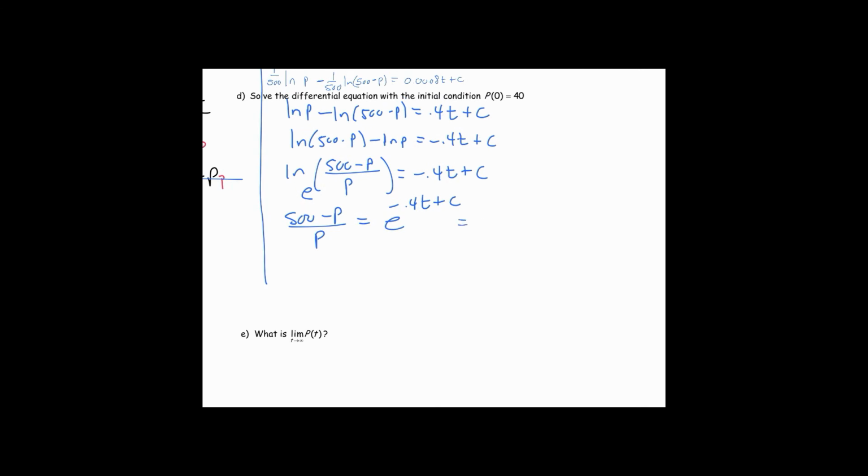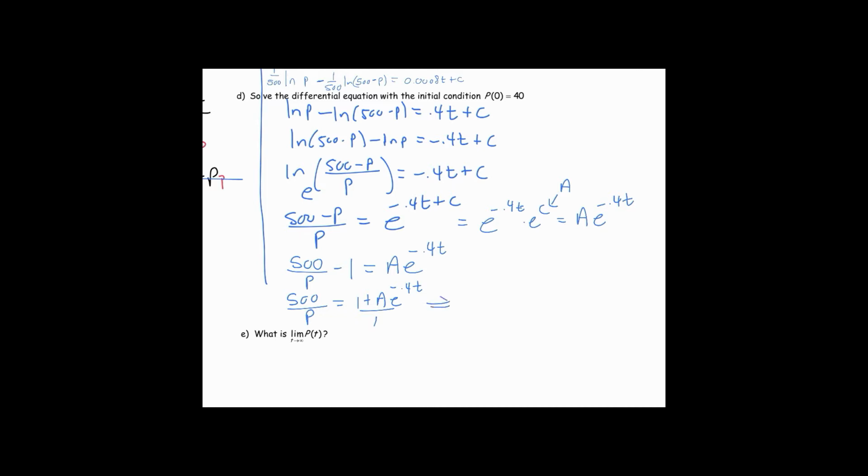Which I can write as e to the negative 0.4 t times e to the c, and I can call that an a. So I can call this a e to the negative 0.4 t. And so now I can write this as 500 over p minus p over p, which is 1, and that equals a e to the negative 0.4 t. I'm going to add 1 to both sides, so I get 500 over p equals 1 plus a e to the negative 0.4 t.